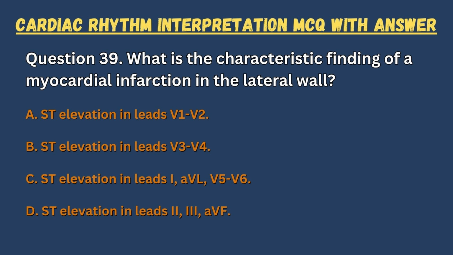Question 39. What is the characteristic finding of a myocardial infarction in the lateral wall? A. ST elevation in leads V1, V2. B. ST elevation in leads V3, V4. C. ST elevation in leads I, aVL, V5, V6. D. ST elevation in leads II, III, aVF.